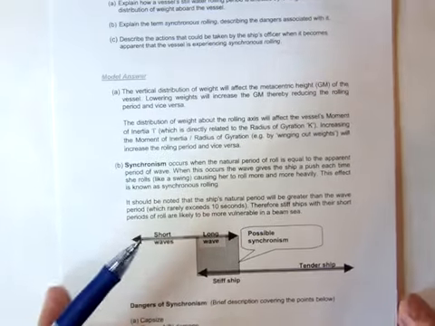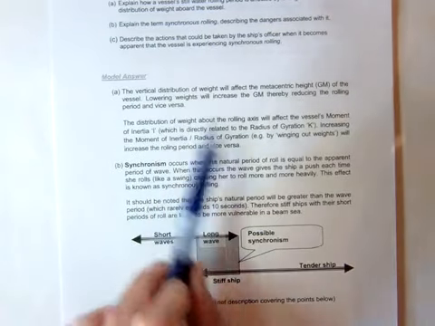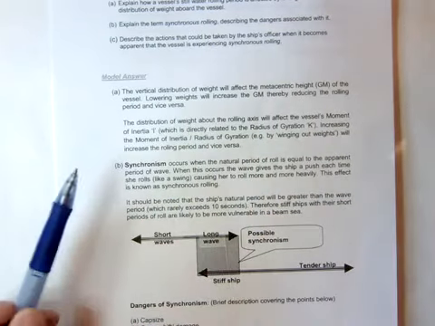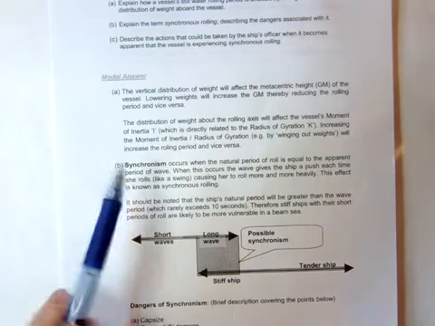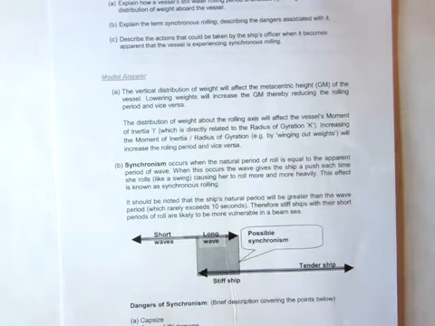When we look at what's written here, the vertical distribution of weight will affect the GM. Lowering the weights will increase the GM, reducing the rolling period. And then the distribution of weight about the rolling axis will affect the vessel's moment of inertia. And the moment of inertia is increased by winging out the weights.